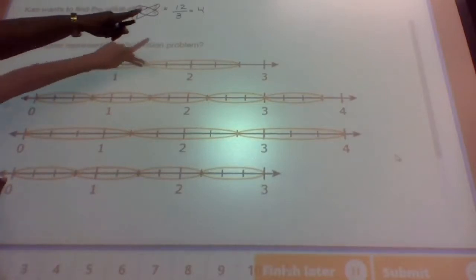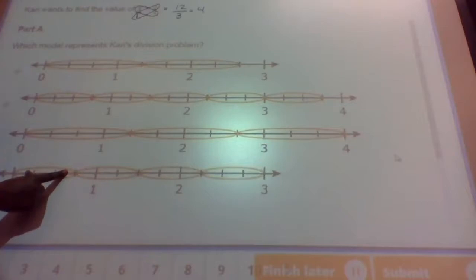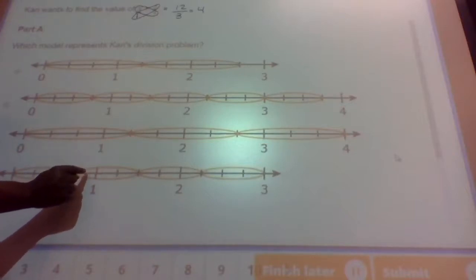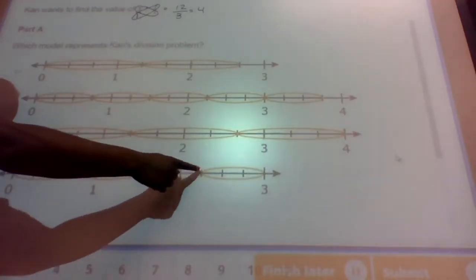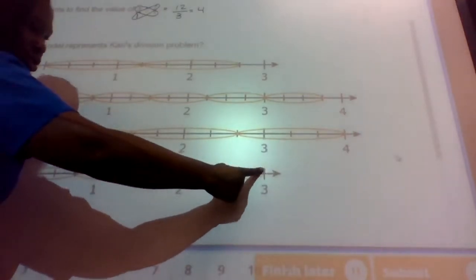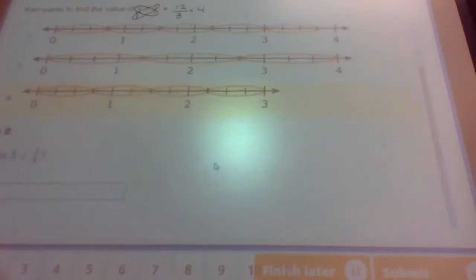Now, my answer says there are 4 3/4 in 3. 1, 2, 3, that's 1. 1, 2, 3, that's 2. 1, 2, 3, that's 3. 1, 2, 3, that's 4. So your answer should be D. Okay. And then part B says, what is 3 divided by 3/4? And your answer should be what? 4. That's the first answer.